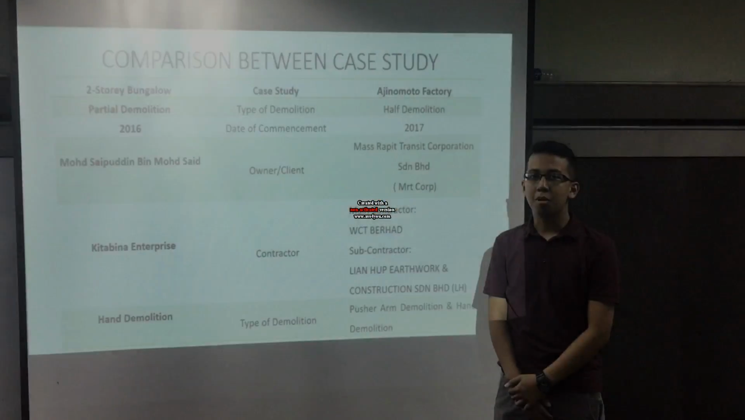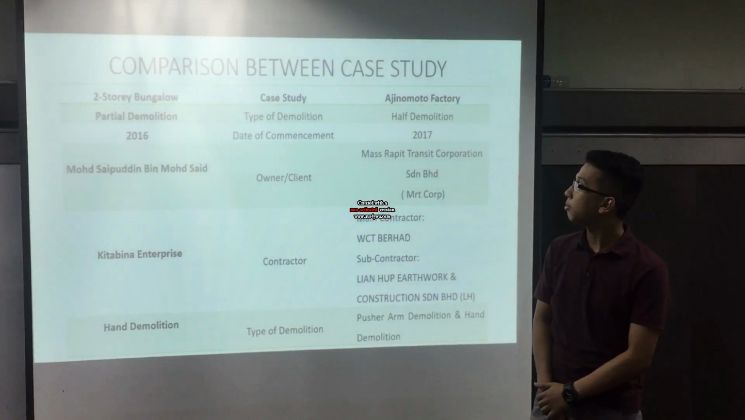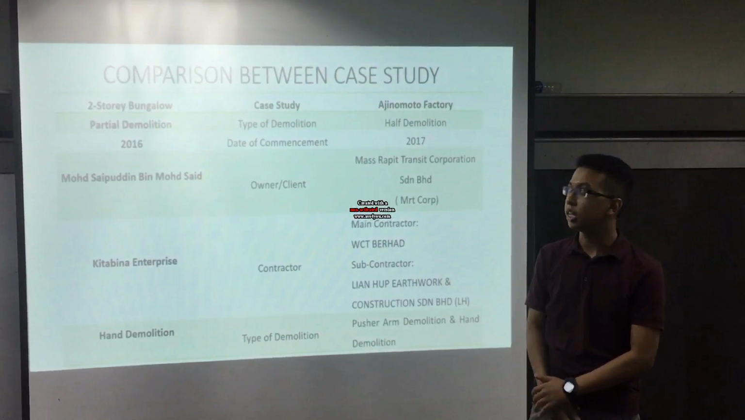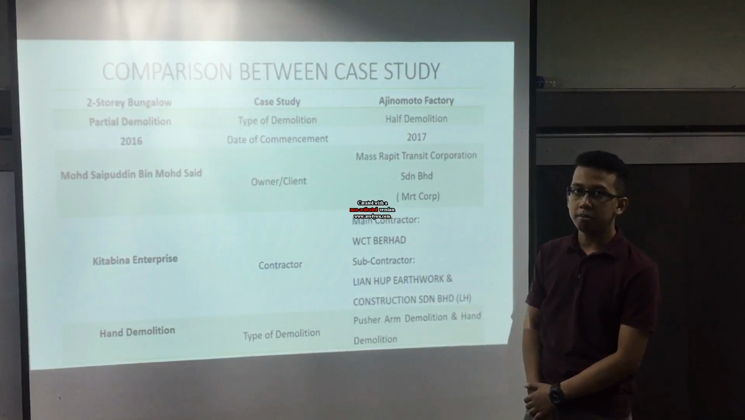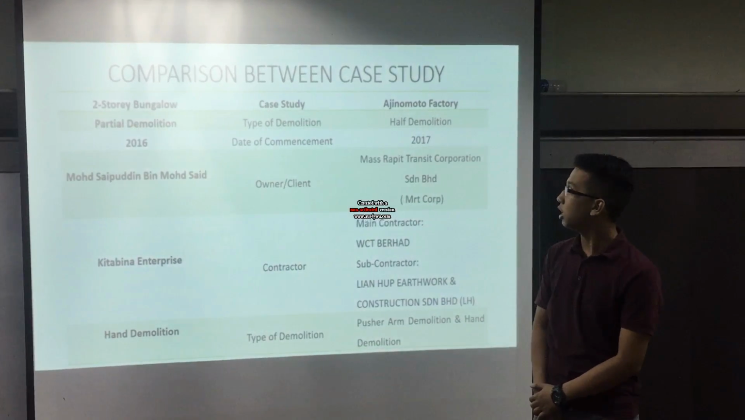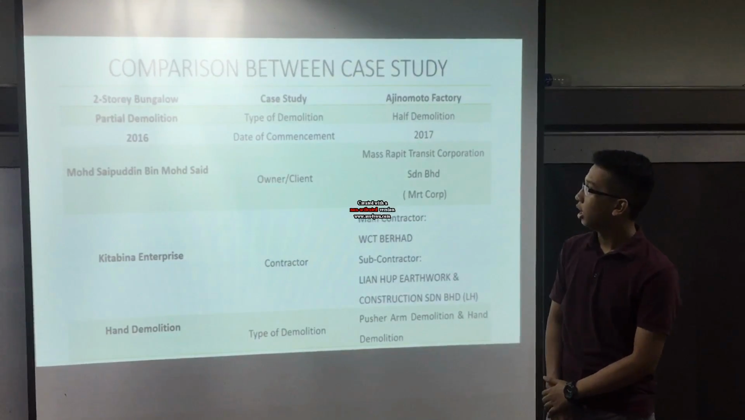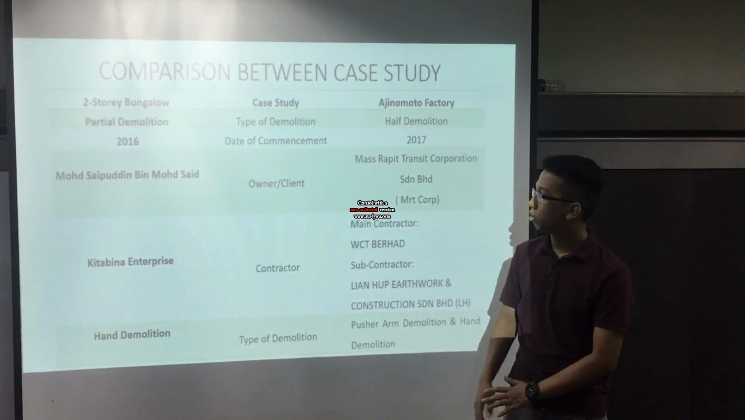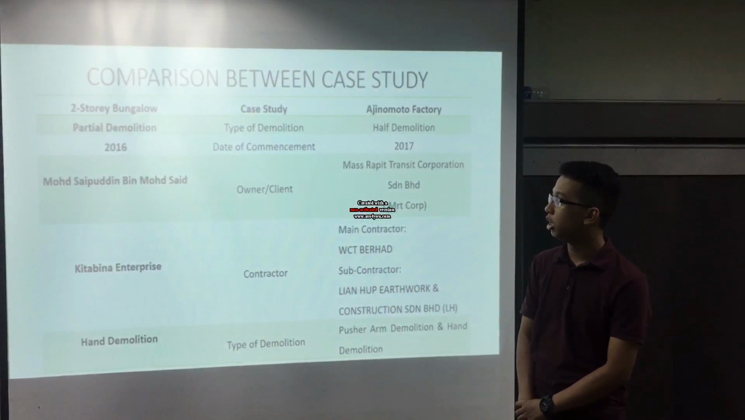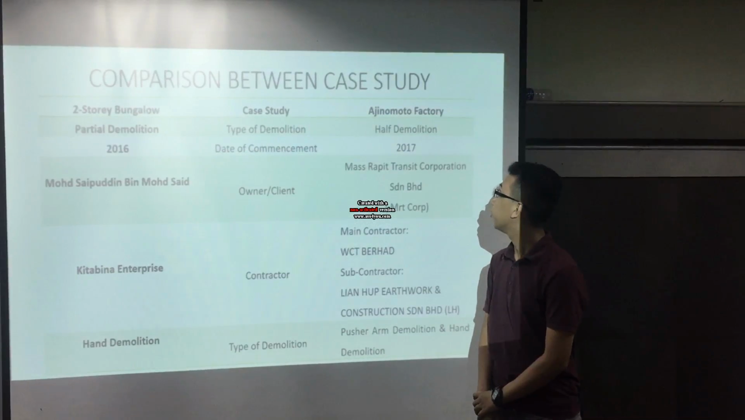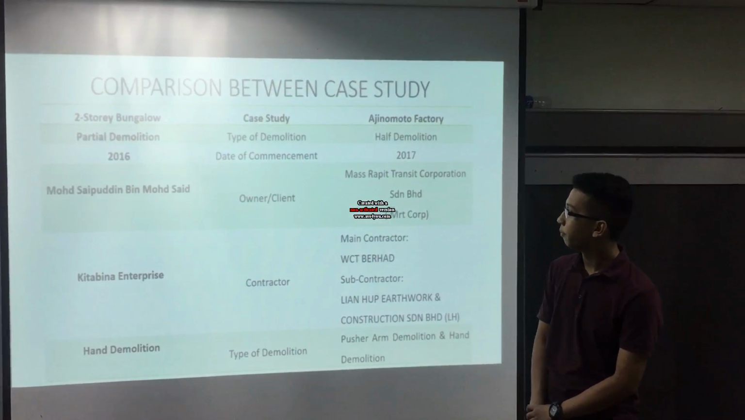Hi, my name is Nadzrul and I will be presenting the comparison between our two case studies. For the two-story bungalow, the type of demolition we used was partial demolition, while the Aidil Motor Factory was half demolition. The two-story bungalow project was done in 2016, and the Aidil Motor Factory in 2017.